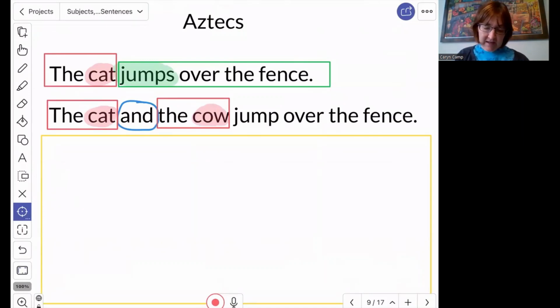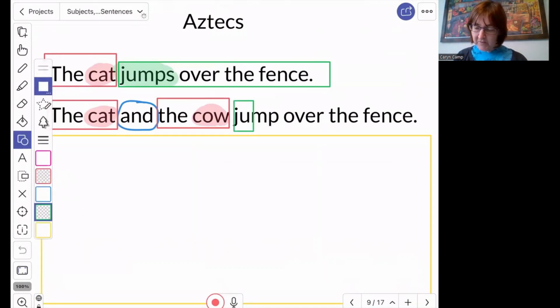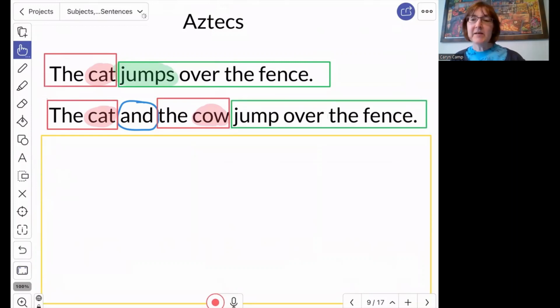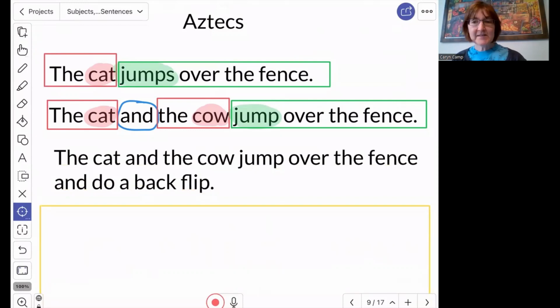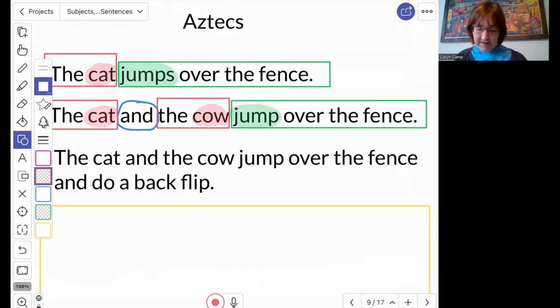All right, so what are the cat and the cow doing? They are jumping over the fence. That's the complete predicate because now we have used up all the words in the sentence. And the verb, the simple predicate, is jump. This is still a simple sentence. All right, moving on. It does get more complicated here, but don't be fooled. It's still going to be a simple sentence. The cat and the cow jump over the fence and do a backflip. So who is our sentence about? The cat.